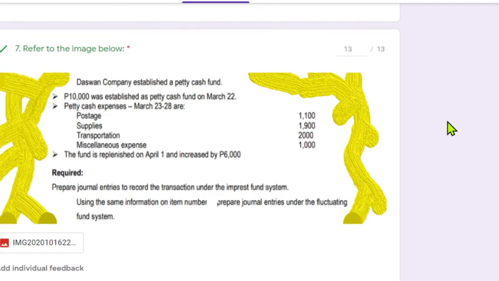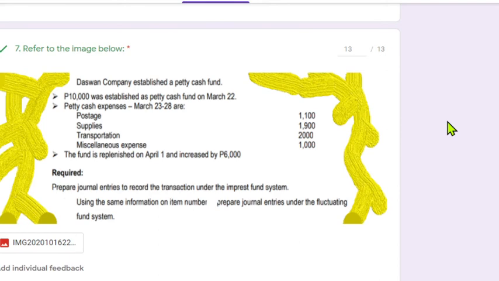Ang binigyan ko yata ng 2 points dyan ay yung mga naglagay ng postage, supplies, transpo, and miscellaneous expenses na in-itemize yung 1,100, 1,900, 2,000, and 1,000. But the others, hindi ko nalang binigyan dahil based on my analysis and discretion ay mali ang pagkakaintindi noong Imprest Fund System. Okay, now let's go with the Fluctuating Fund System.